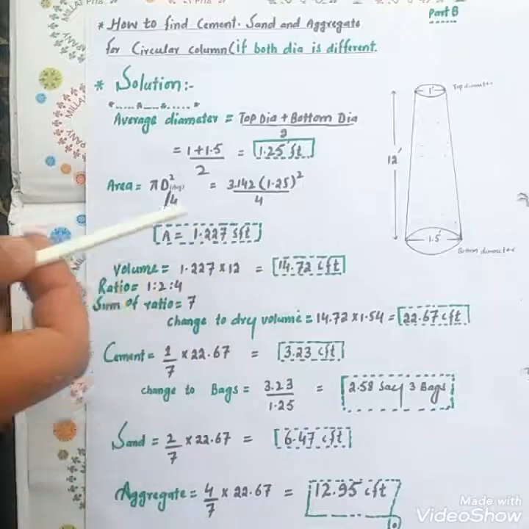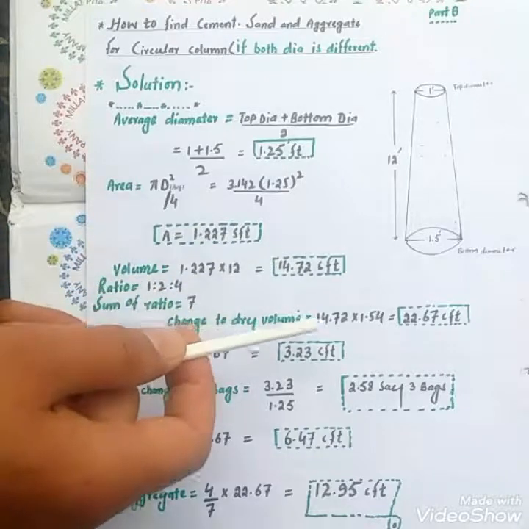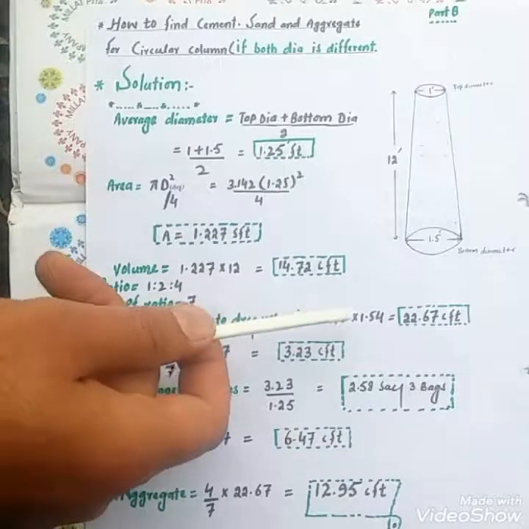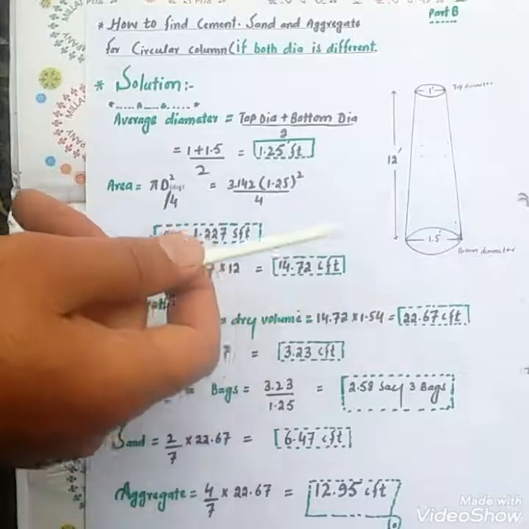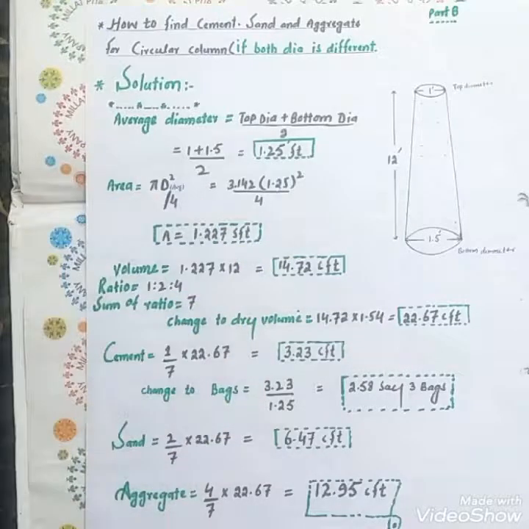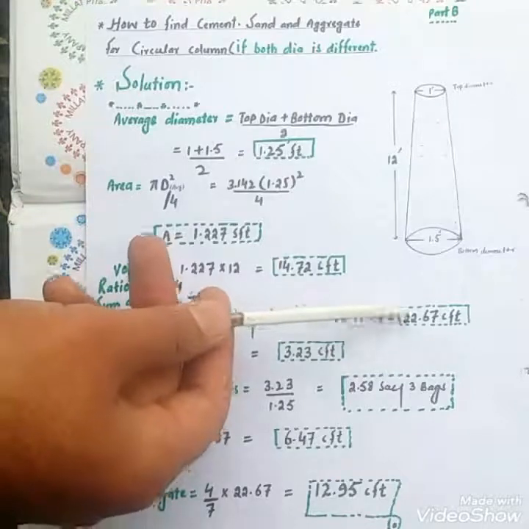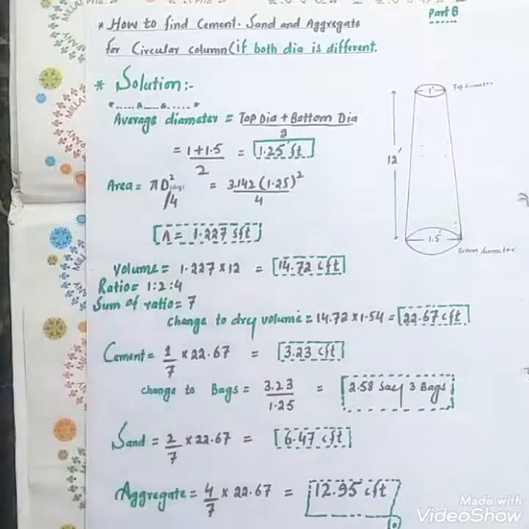This is the wet volume. Now we change this wet volume to dry. 14.72 multiplied by 1.54, which is the dry factor for concrete. The volume equals 22.67 cubic feet.